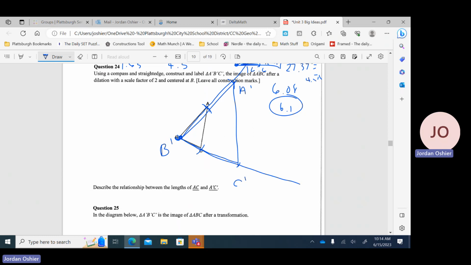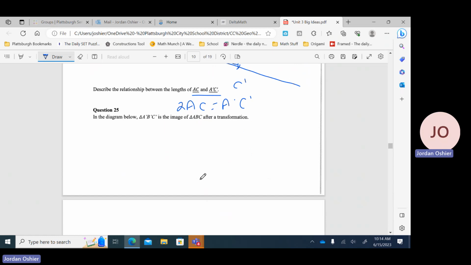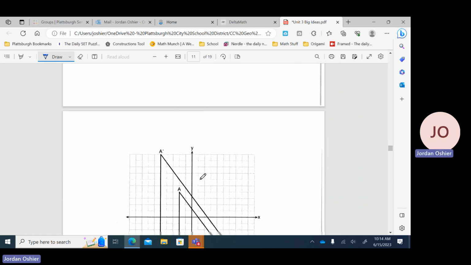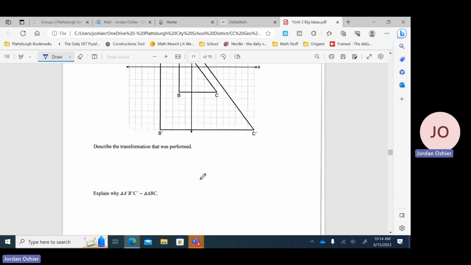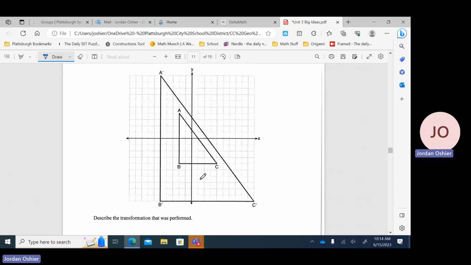It says describe the relationship between the lengths of AC and A prime C prime. And you could say 2AC equals A prime C prime, or you could say A prime C prime is double the length of AC, anything like that. They want you to show that you understand that it got twice as large. Next question. We have an image after a translation. Describe the transformation that was performed. Saying a dilation isn't enough. You're correct, but you'd have to go further.